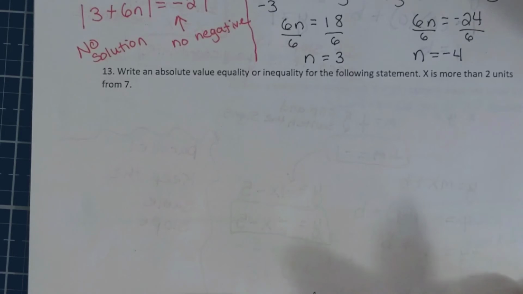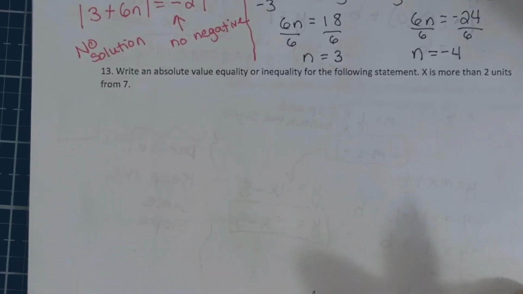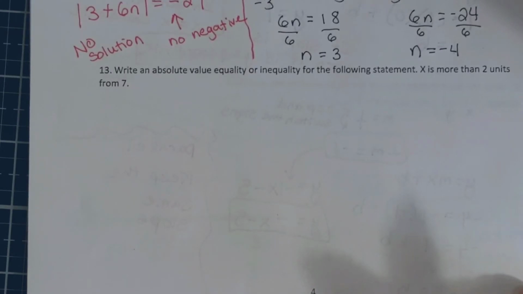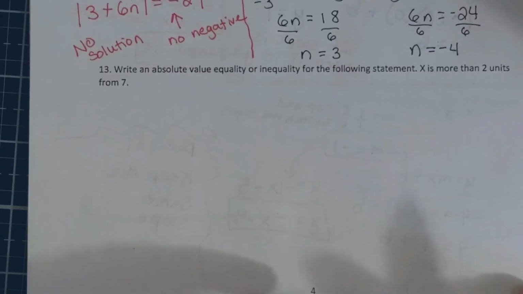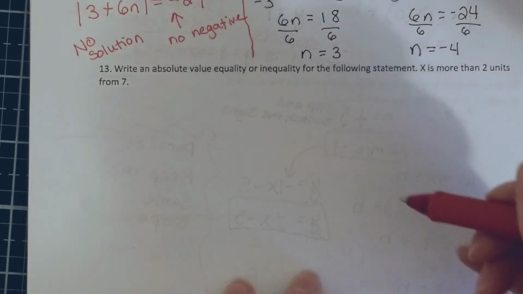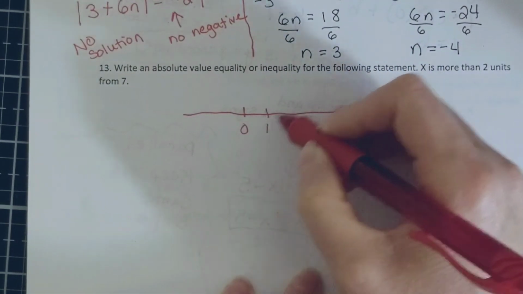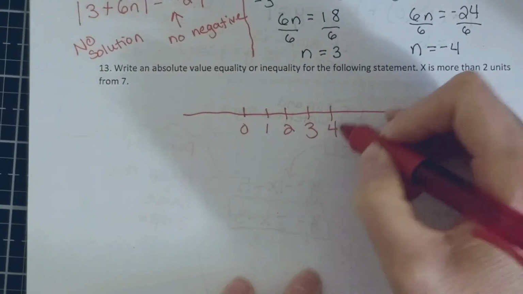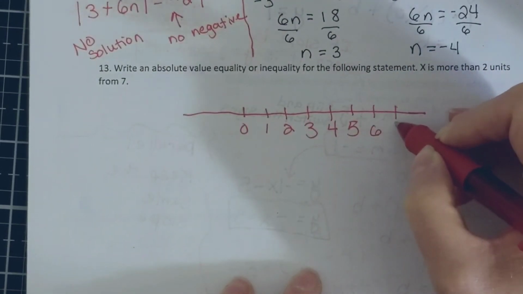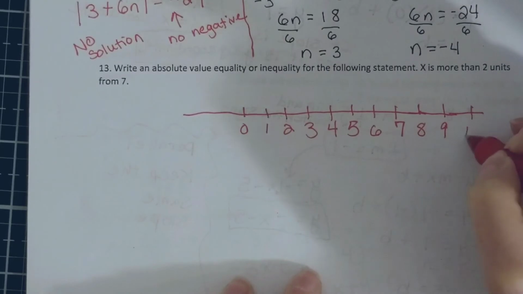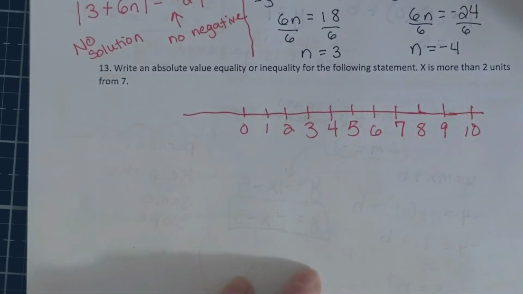Okay, number 13, write the absolute value equality or inequality for the following statement. X is more than 2 units from 7. Okay, so here's my number line. Sometimes it helps to see a number line. So x is more than 2 units from 7.